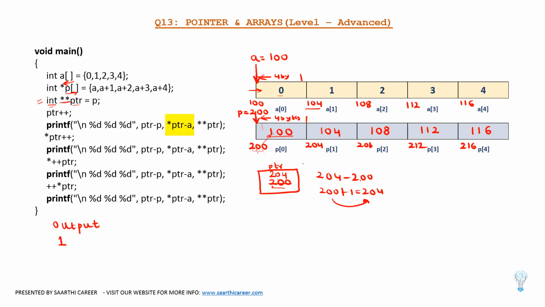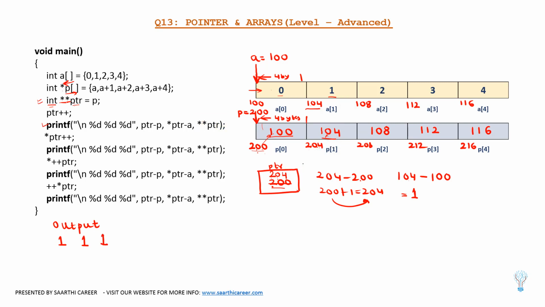The next is *ptr minus a. So the value at 204 is 104. So 104 minus 100 is again going to be 1, because between 104 and 100 there can be only one integer, by pointer arithmetic, since a pointer always increments or decrements in steps of the type size it is pointing to. And then finally **ptr. So star of ptr, we're dereferencing location 204, we're getting 104, and then we do again a star of 104 and we dereference this location, so we get the value 1.